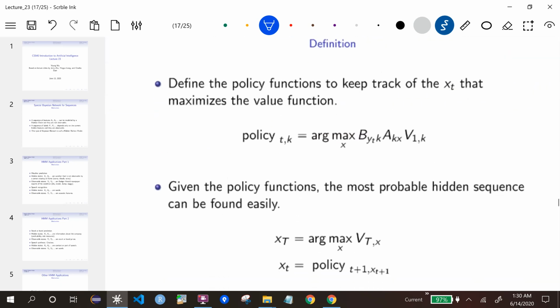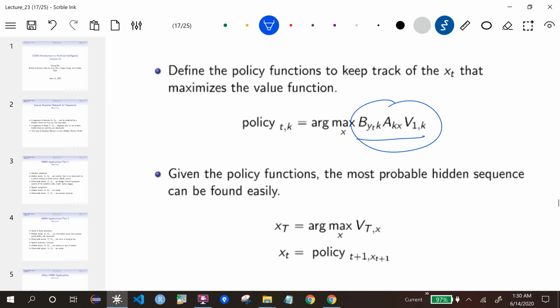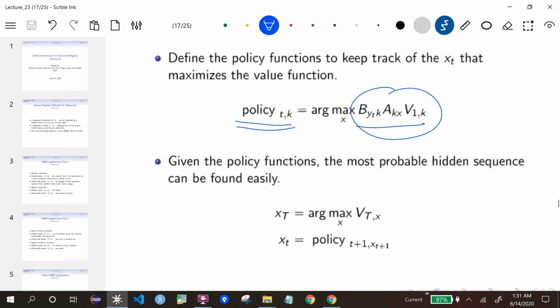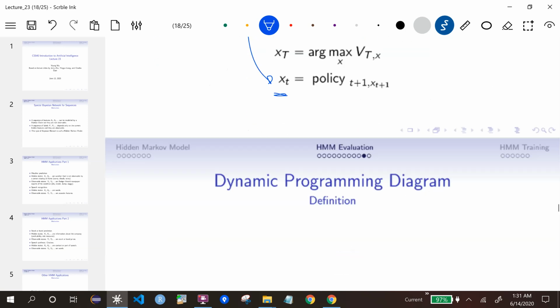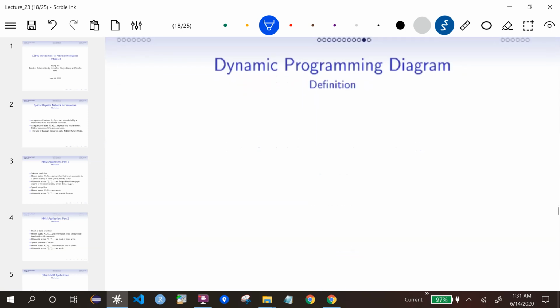And along the way, of course, we need to keep track of which X is actually maximizing these things. We're going to call this the policy function. The policy function idea will be useful for the second part of the course, but I will talk about this again after the midterm, obviously. And at the end, we can just use the policy function to get our X values back. If you don't know what dynamic programming is, you probably don't understand what I just said. So let me give an example, and hopefully after the example, you understand what we're doing.